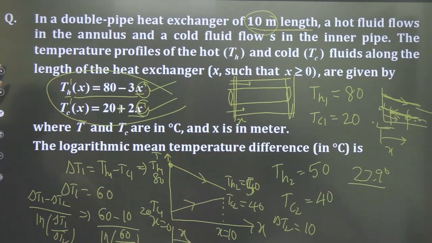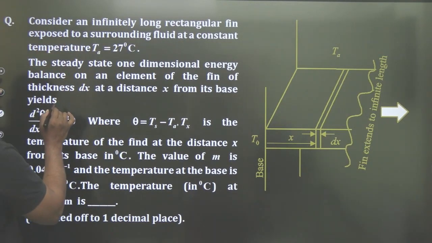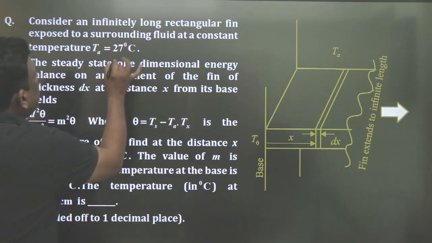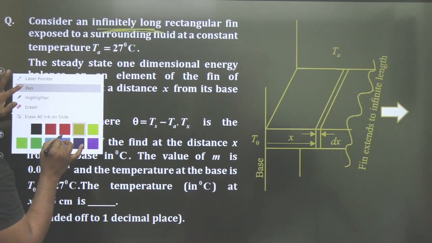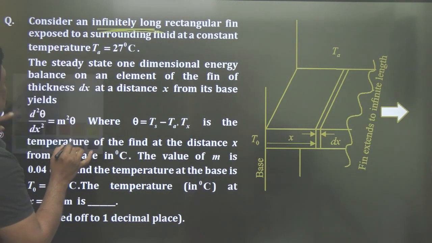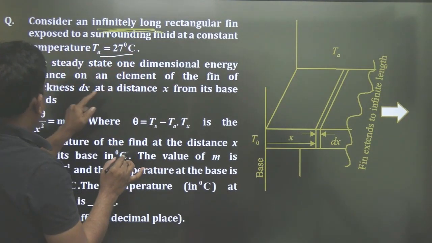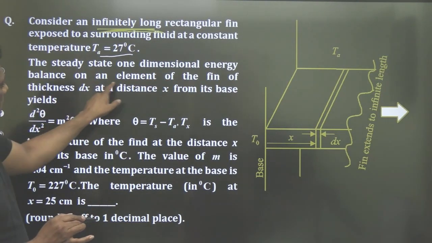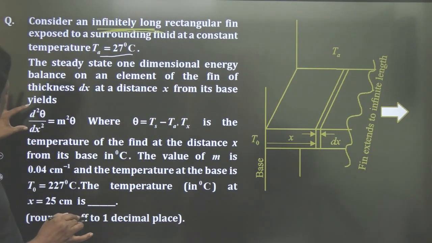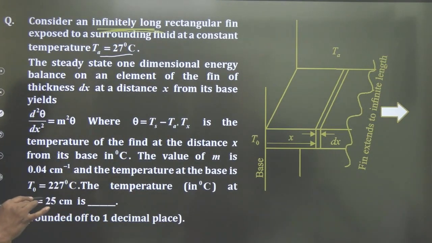Already we have solved this question. Now the last question, please read it. Please underline this term, infinitely long fin. And the ambient temperature is 27. The steady state one-dimensional energy balance on an element of fin is shown. This we have already derived. Okay, this is given. And what is he asking in the problem?